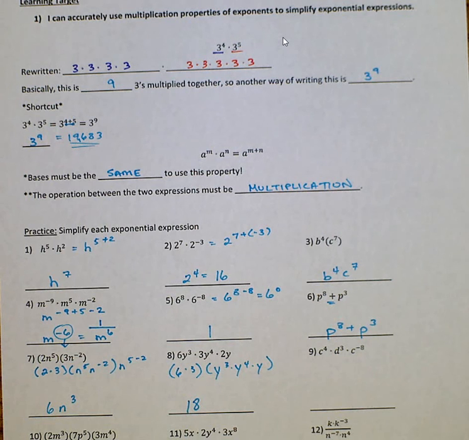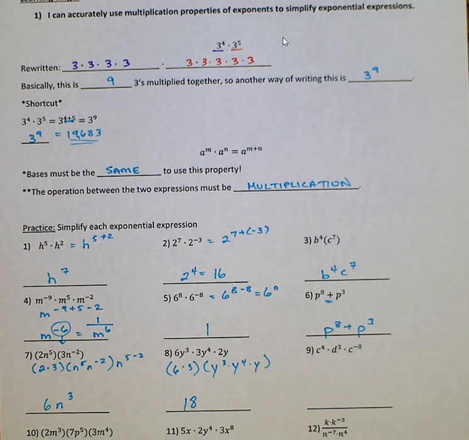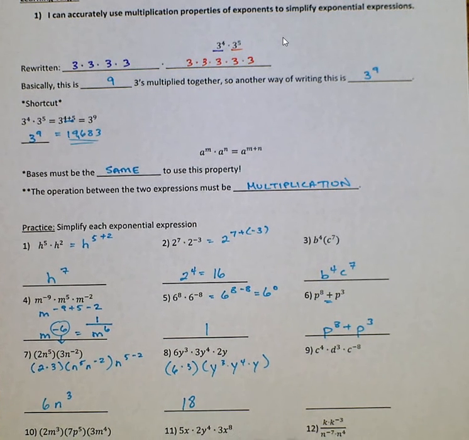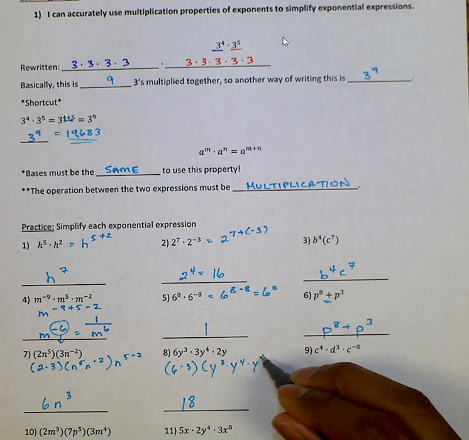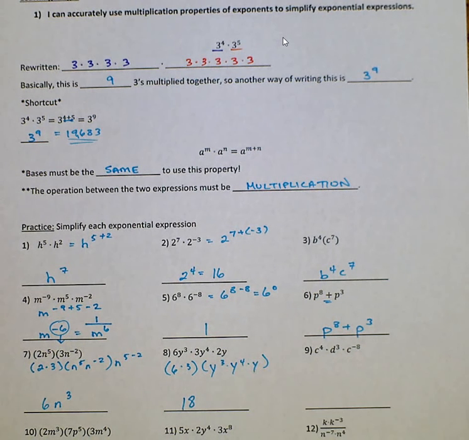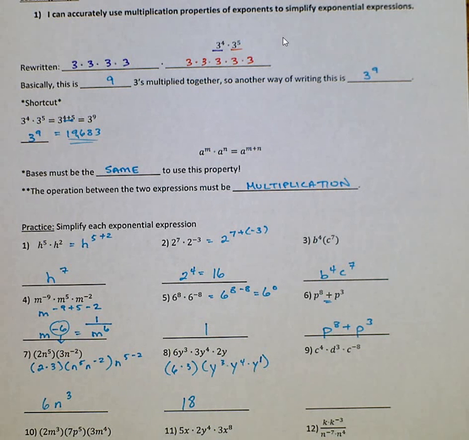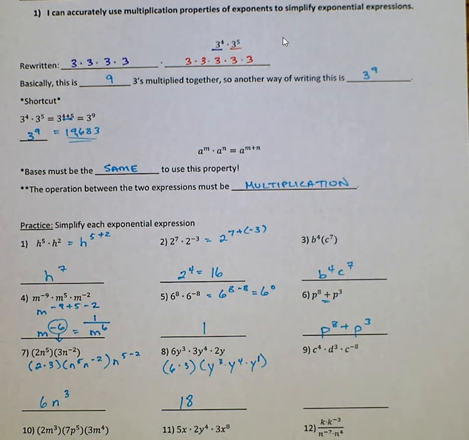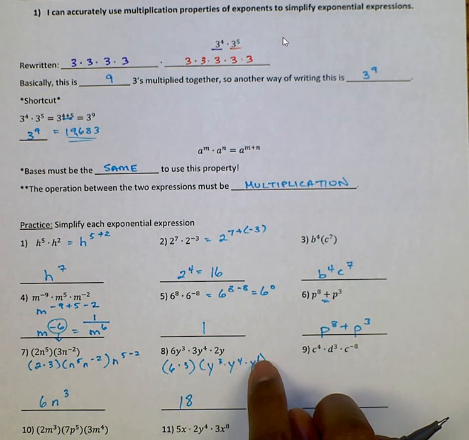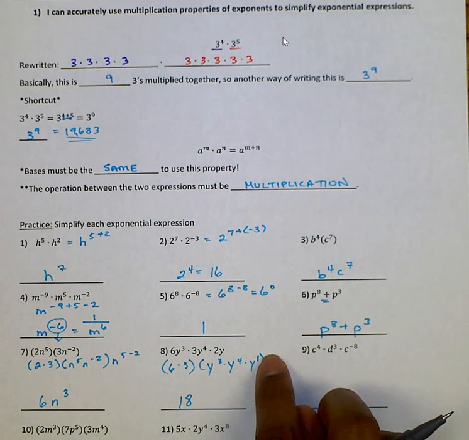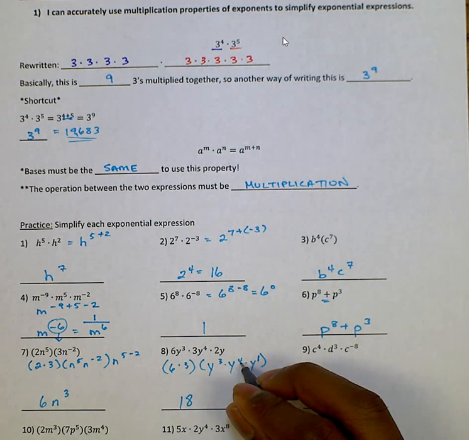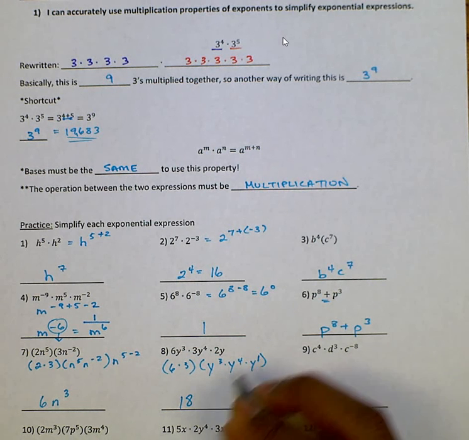But it is not y to the 7th, because even though there's nothing written here, it's 1. It's y to the 1st power. Because if it was y to the 0 power, the whole number would just be 1 and we wouldn't need to write it at all. It would be y to the 3rd times y to the 4th times 1, which doesn't do anything. But it's times y, because it's y to the 1. So now we have 3 plus 4 plus 1, which is y to the 8th.